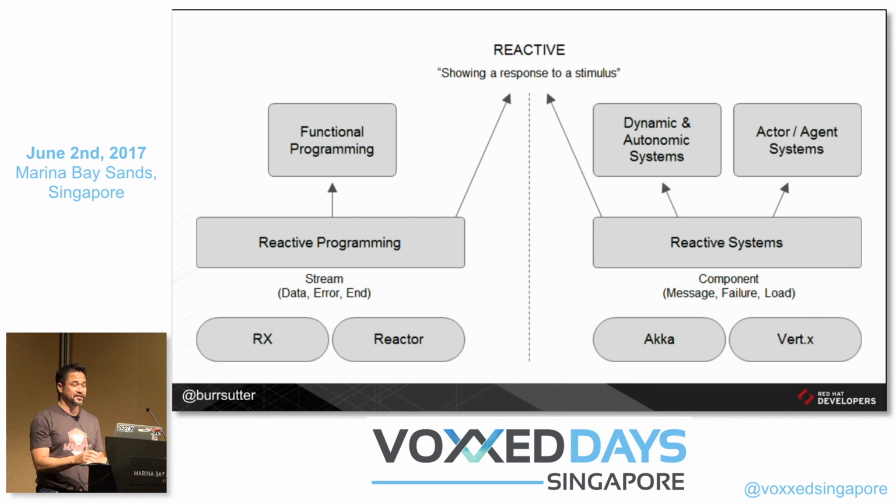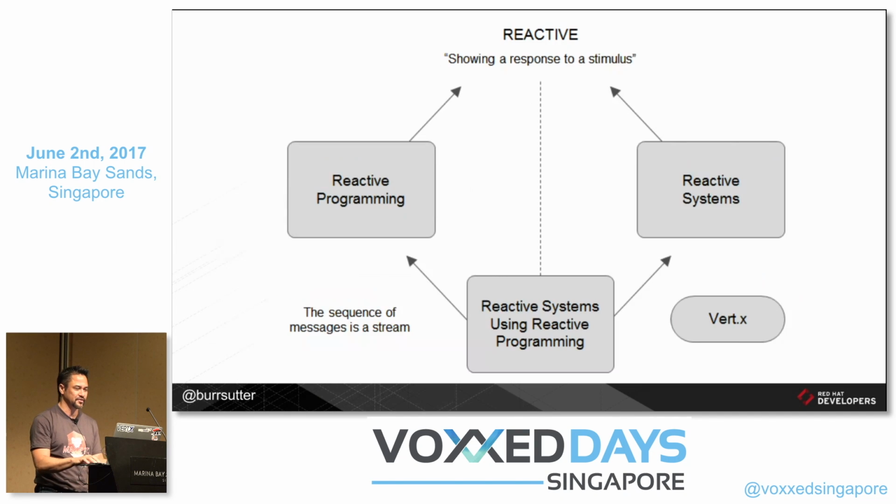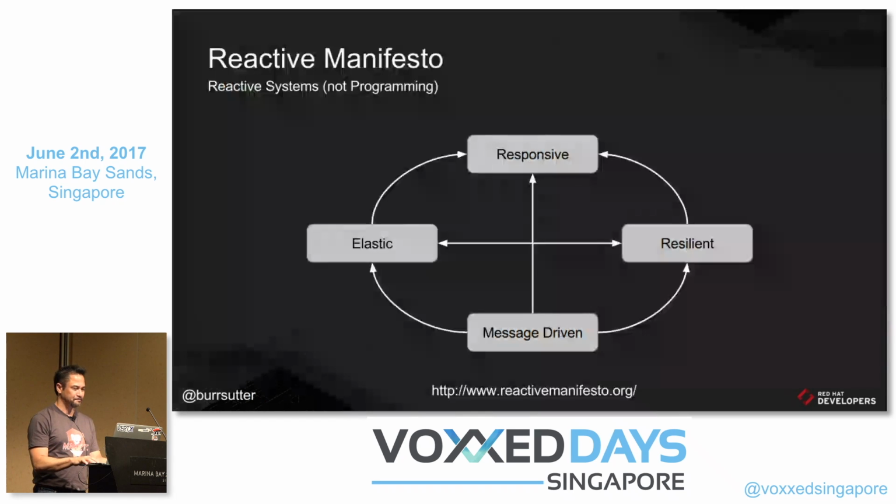You can actually build reactive systems without Akka or Vert.x. You could do it all with C++ if you wanted to. It's certainly possible because it's a style. Okay, it's not a specific framework per se. It's a style of how you build your systems. So in this case, you can think of Vert.x as a solution for reactive programming or reactive systems. We're going to focus more on the second half of that.